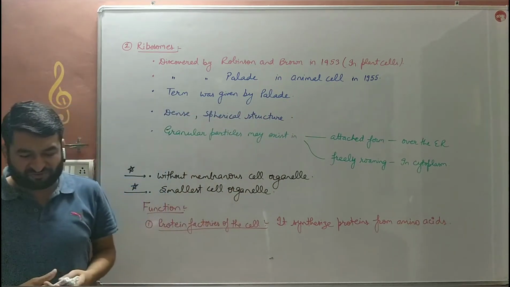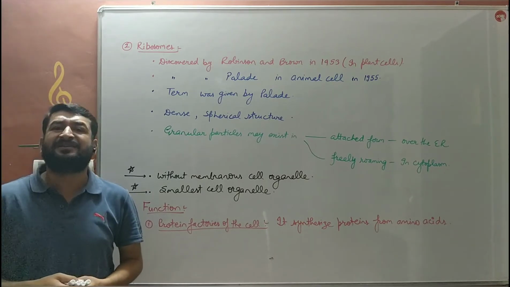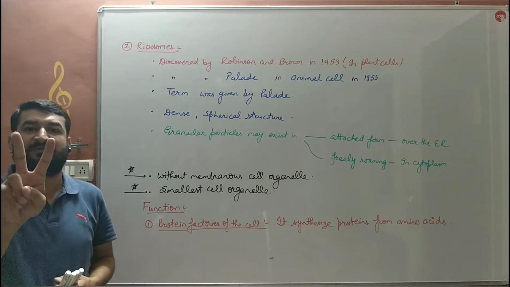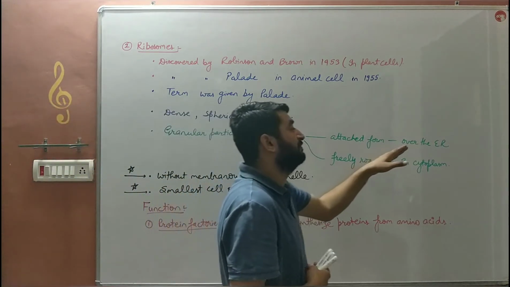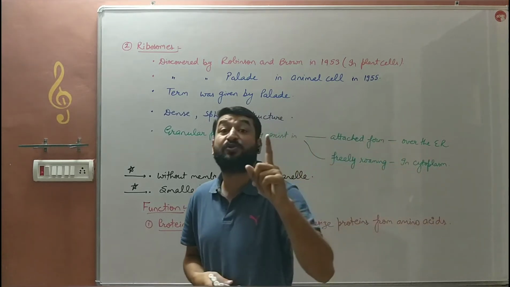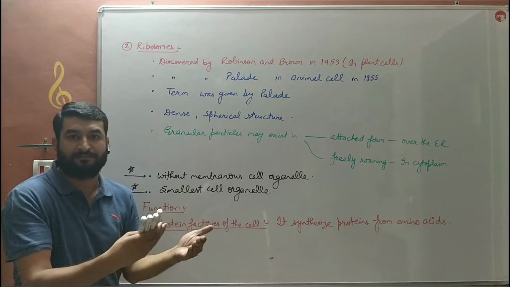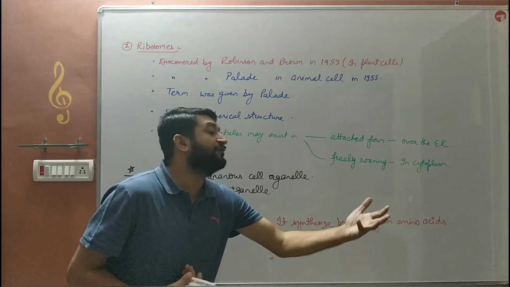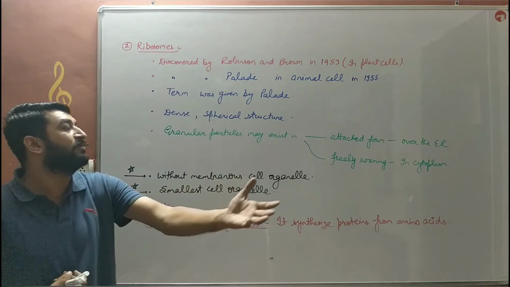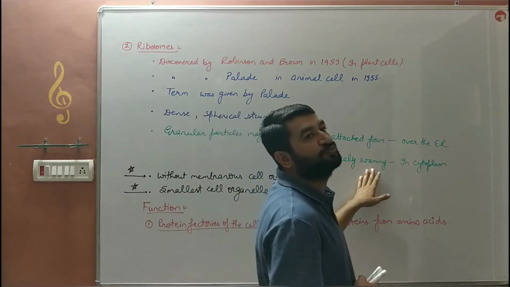Ribosomes are dense, spherical structures. They are present in two forms in the cytoplasm. One is the attached form, attached to the endoplasmic reticulum. That is why the endoplasmic reticulum is known as rough endoplasmic reticulum. And the other one is the free form. They are freely roaming in the cytoplasm, and those are referred to as free ribosomes.